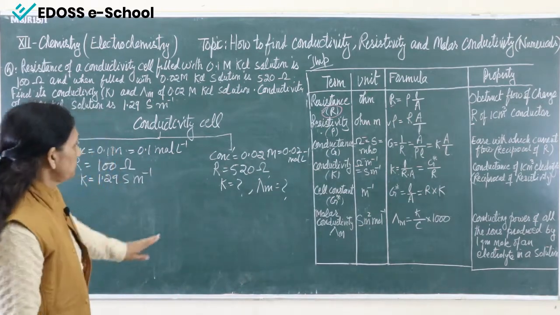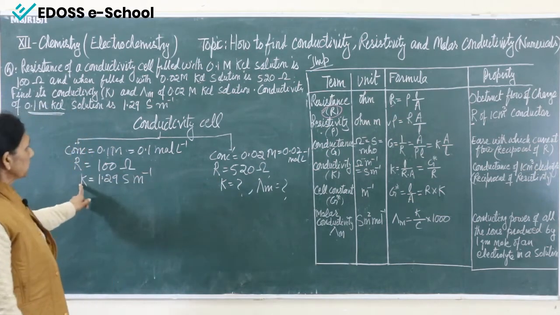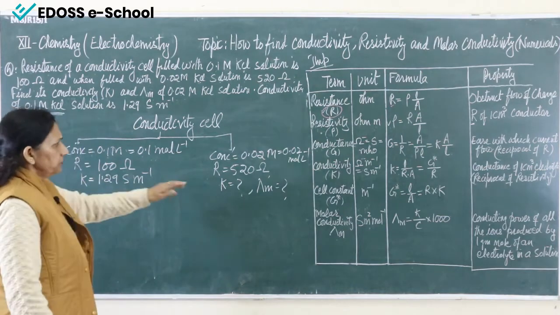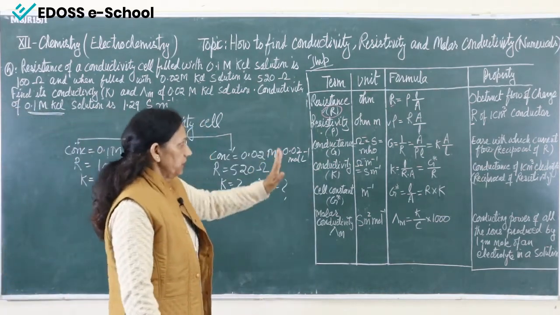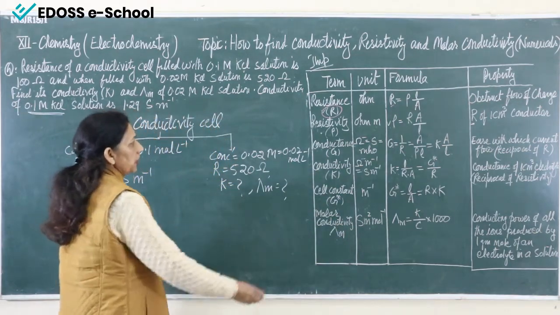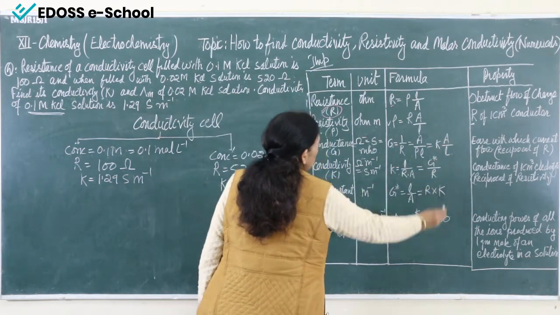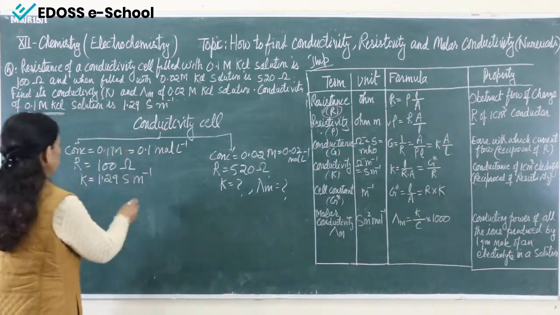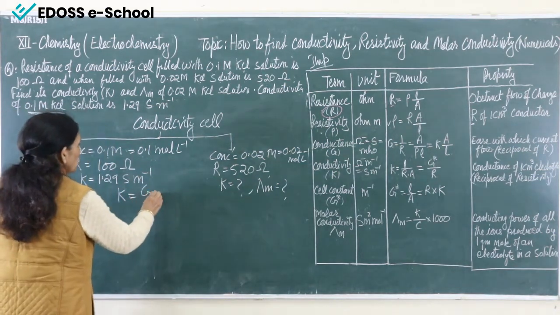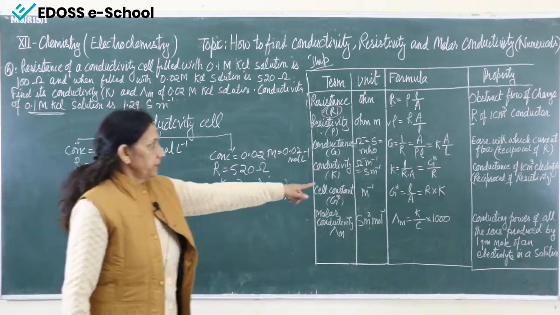Now we have to find K, the conductivity. Now come to this table. Conductivity we know: K is equal to cell constant upon R. So here we can write K is equal to G star upon R, which we have written here.